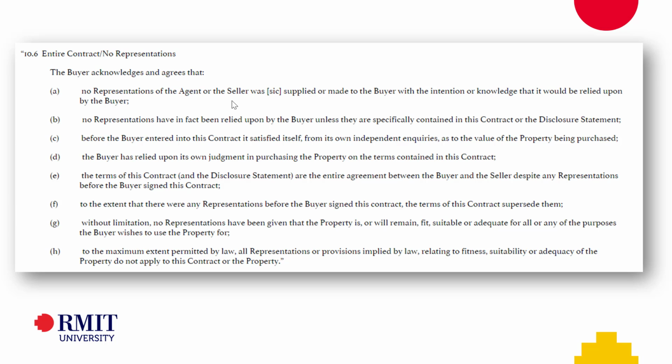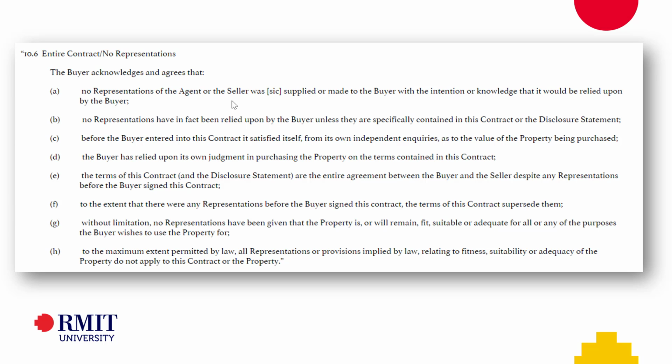So it's those kinds of construction rules. We don't have time to go into all of them. You will find them along your way. That means that we do this defined term thing. So the buyers acknowledge and agree that no representations of the agent or the seller were supplied or made to the buyer with the intention or knowledge that it would be relied on. In other words, nothing that was said to you beforehand was expected to be relied on. You're expected to go and do your own due diligence. No representations have in fact been relied on. So the buyer's saying, I didn't rely on anything you said, I did my own due diligence.